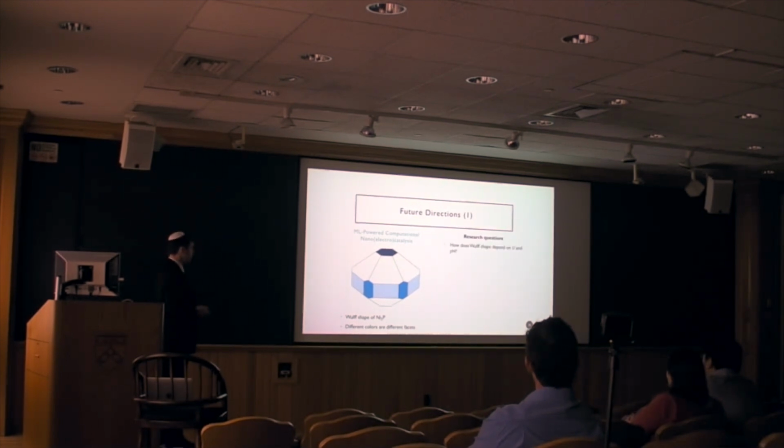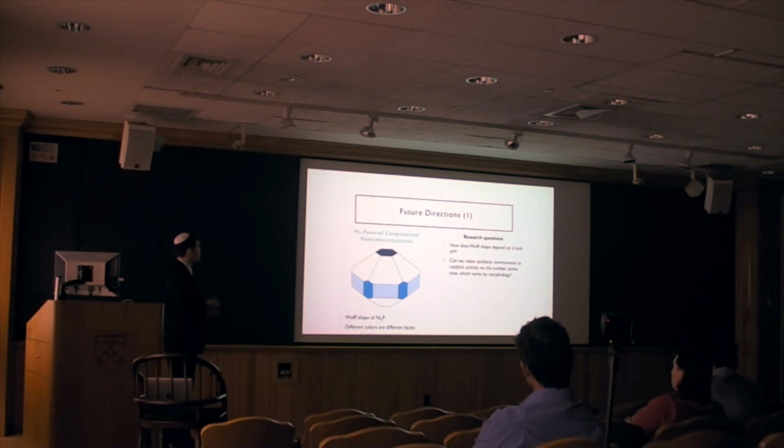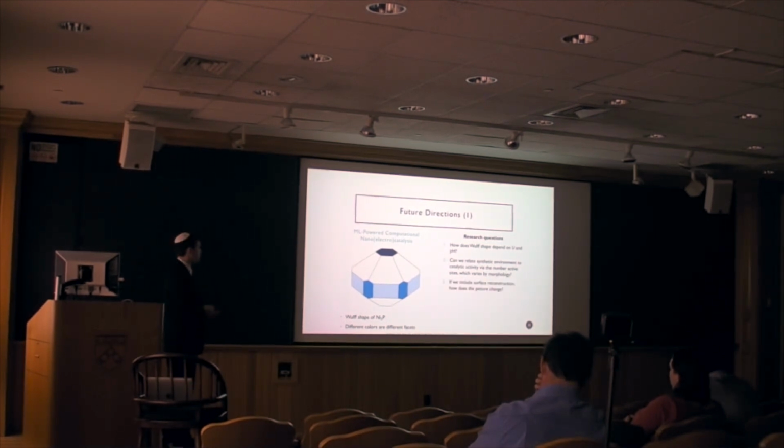And then answering the following questions. For example, how does the Wulff shape depend on applied potential and pH? So we know how the surface can evolve under these conditions, and so how does the surface evolving change the predicted shape from the Wulff algorithm? And then, can we relate synthetic environment to catalytic activity? If we're changing the stability of different surfaces and changing the morphology, how does this change the number of active sites on the surface? And so can we actually predict morphology averaged catalytic activity from first principles?